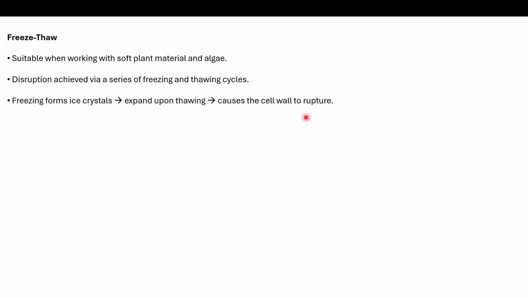Now, but then what happens is this freeze thaw cycle is a little time consuming. Because you have to expose or let the cell suspension go through a series of freezing and thawing cycles, and so it takes time to really disrupt the cells properly.